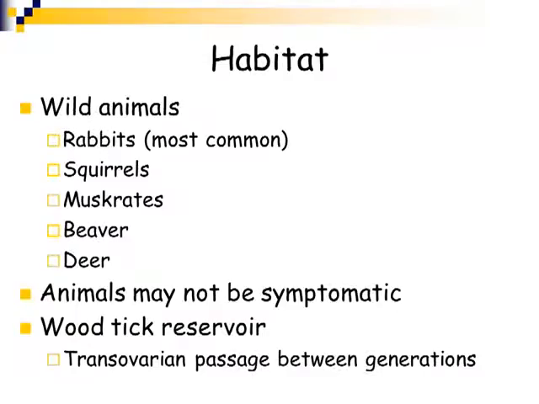It normally resides in wild animals such as rabbits, which are the most common, squirrels, muskrats, beaver, deer. Animals may not be symptomatic. It can also get into the wood tick, which is a reservoir for infection. And in the wood tick, the tick can pass the organism through transovarian passage from one generation to the next.